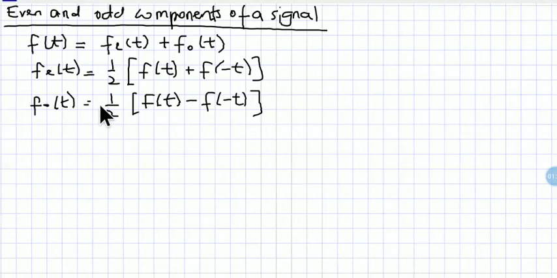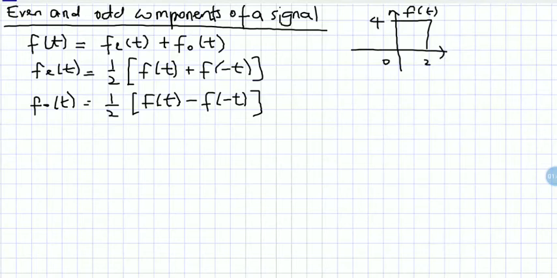So let's say we have, for example, a simple signal that looks like this. So this is f(t). Let me draw this again. So let's say we have this function f(t), magnitude 4, from 0 to 2, right? So we want to find the even and odd component. We already know f(t), then we need to find out what is f(-t).